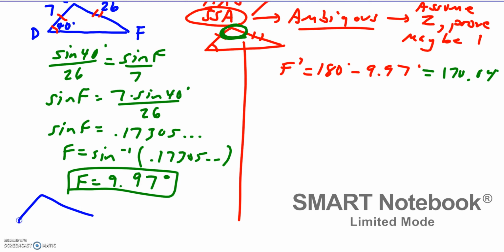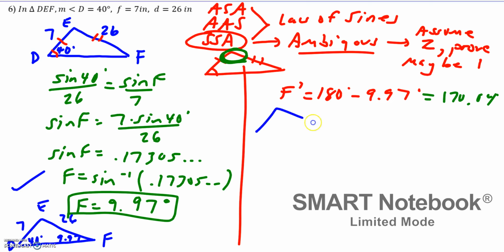So let's look at both options. Option 1. The problem gave me originally that I have 7, 26. I have this angle is 40 degrees, and I just found that angle F here was 9.97 degrees. If I add these up, this sum is definitely less than 180, so this is definitely a triangle. So I can keep going here. This one, if I draw a brief picture, and I label that DEF, and I look at just the angles really, I have originally that this angle is 40 degrees, and I just found that F is possibly 170.04 degrees. If I add up 40 and 170, that is way over 180 degrees, which means that this third angle would be negative, which is impossible.